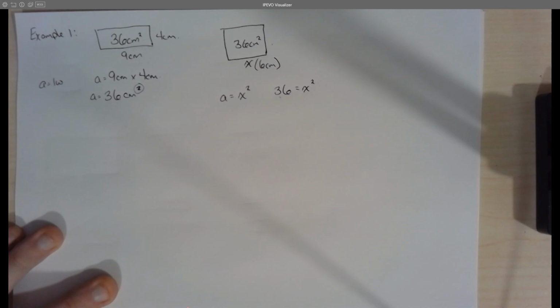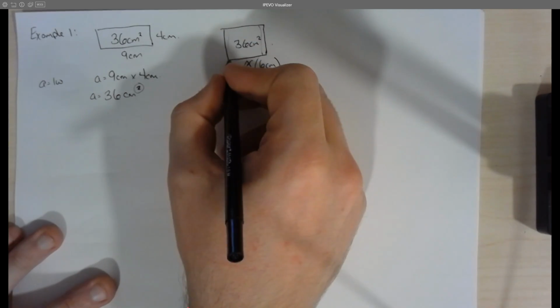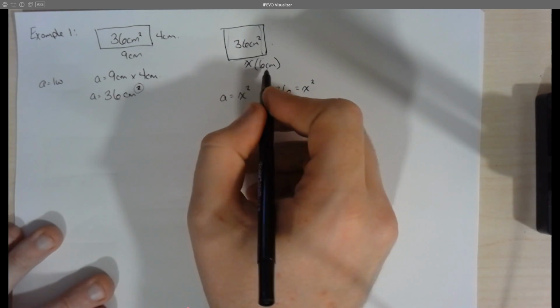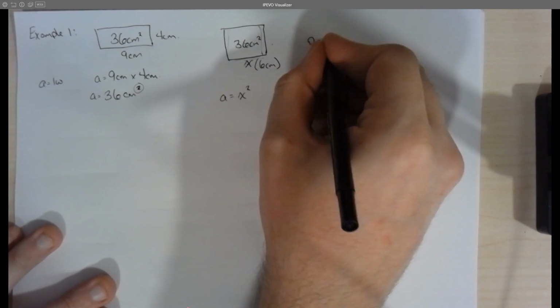The final question asks for the perimeter of the square, and the perimeter of the square is just side plus side plus side plus side, or 4 times x. And 4 times x, or 4 times 6, our perimeter equals 4x.